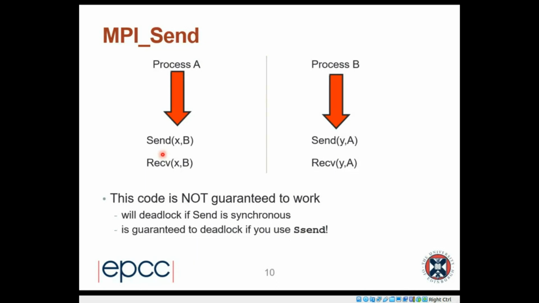How can I get this to work rather than having A send? I've got A send receive, B send receive. That is guaranteed to deadlock with synchronous send and might deadlock with standard send. How would I fix that in this particular instance? How could I send the data?